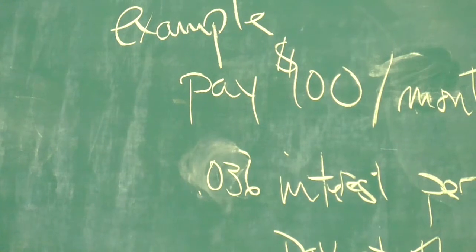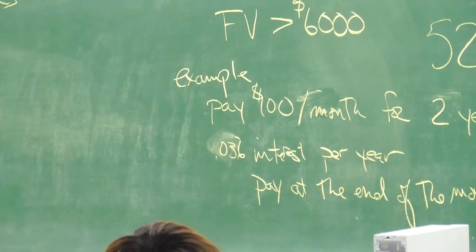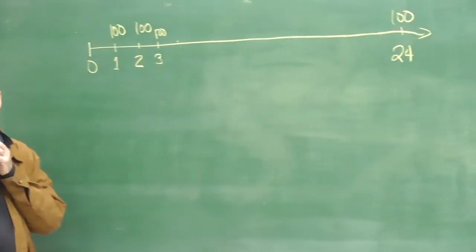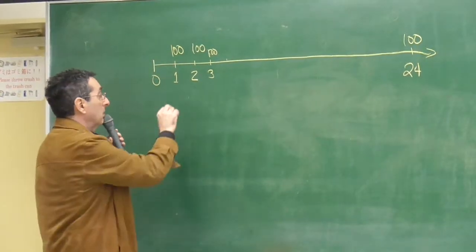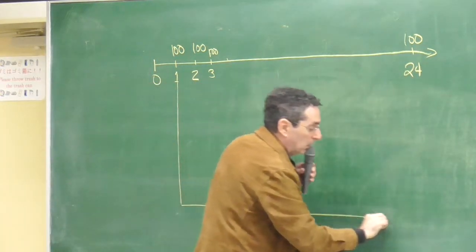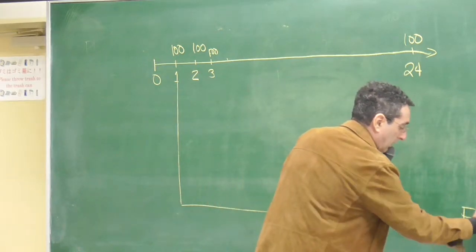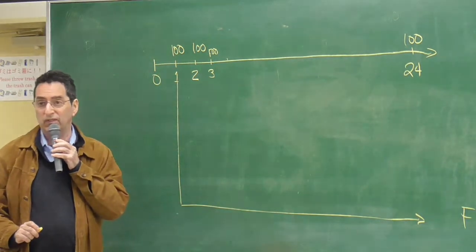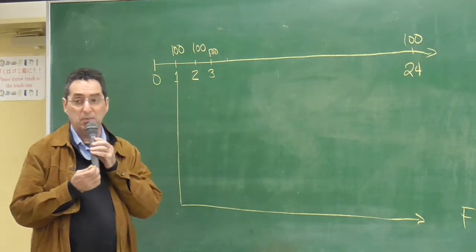Okay, so here's how we do it. I put this one in, and then I just treat that by itself. And I say, how much will that be worth at the end? So I'm going to put in this amount, and I want to know, what's the future value of this? Well, that you can do. This is a compound interest problem.